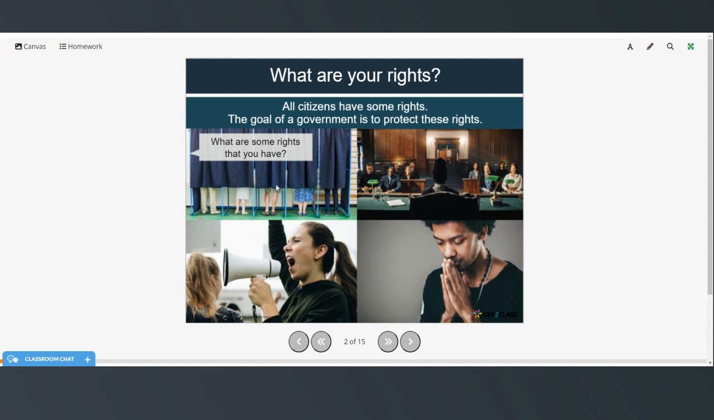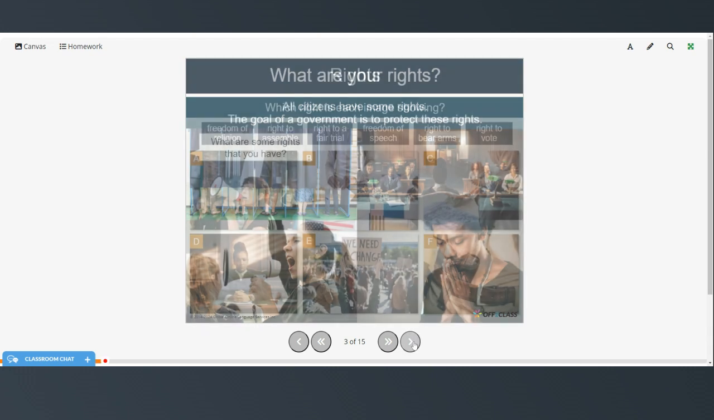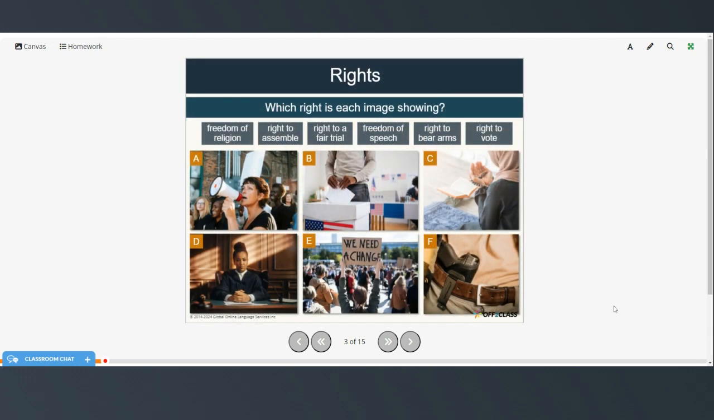The right to vote, the right to a fair trial, the right to free speech, the right to follow their own religion. All right, and so again, we'll match these pictures to the different rights listed in the boxes.